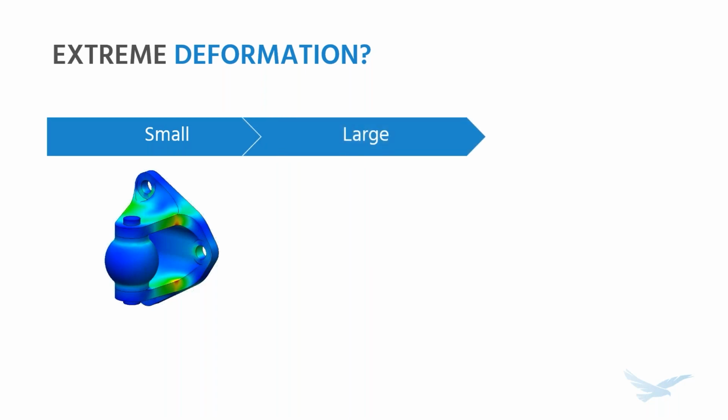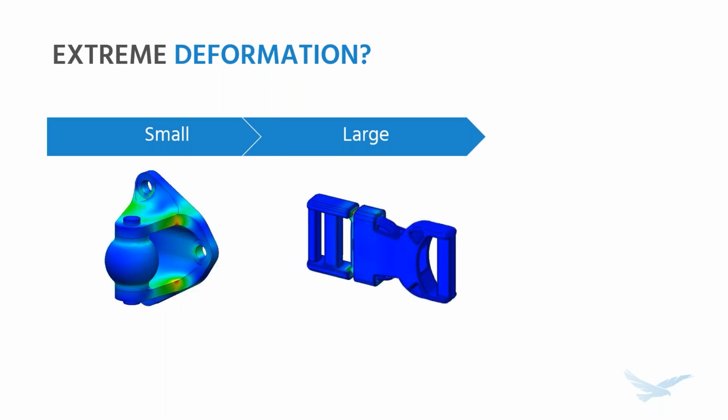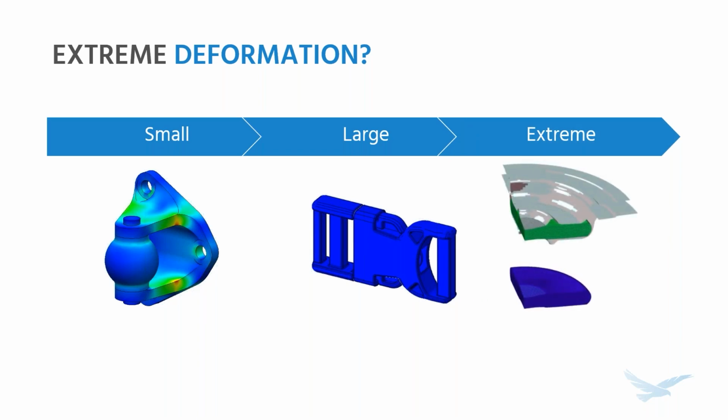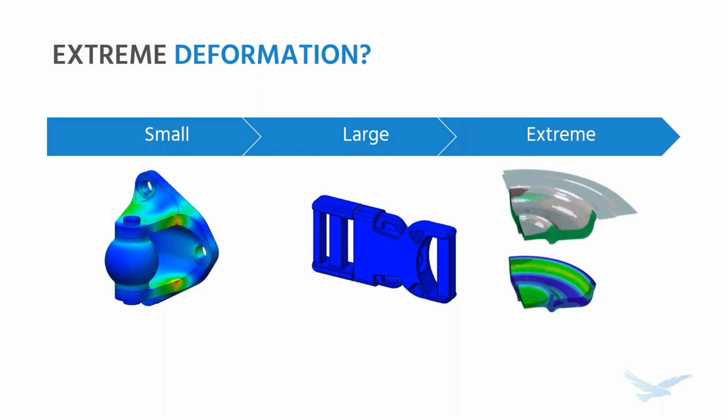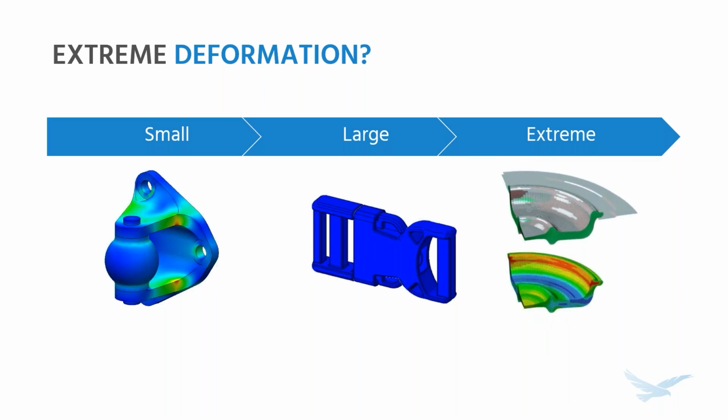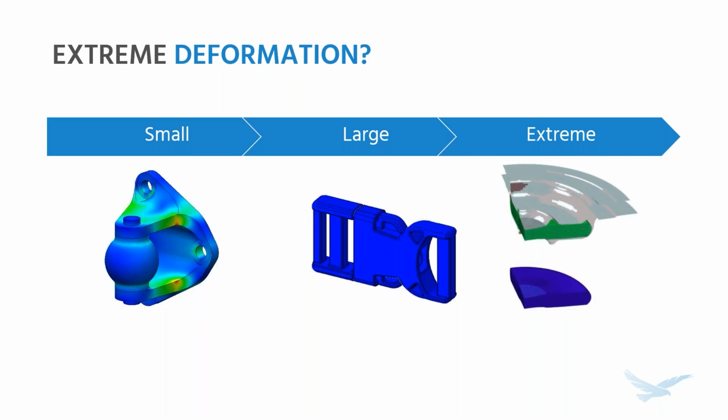In contrast, in large displacement analysis, we're actually going to see some change in shape. Material's going to flex, it's going to bend, and your stresses and strains are going to be larger. And when we go beyond that, that's what we're referring to when we talk about extreme deformation. These are cases where the material is really changing shape, and we're going to have really high strains. You can see in this forming example on the right, the material is almost flowing.